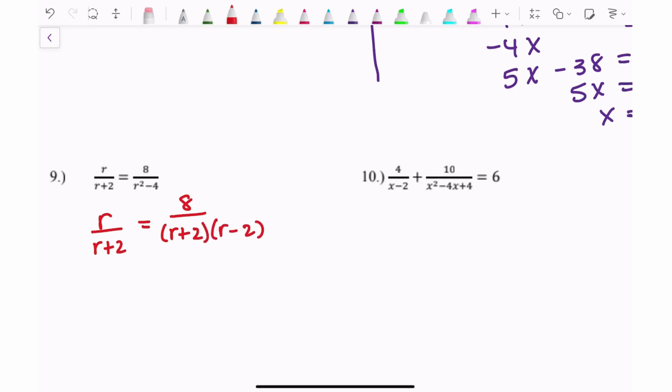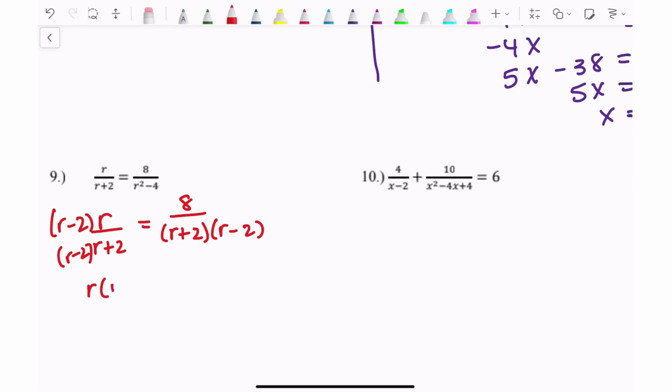And then I see that the only thing I need to change about the one on the left is that it doesn't have a r minus 2. So I'm going to multiply it top and bottom by r minus 2. Now both fractions have the same denominator and I can drop them. You're also allowed to cross multiply on number 9 because there's no addition or subtraction between fractions happening. It's just a fraction equals a fraction. So you can solve it like a proportion.